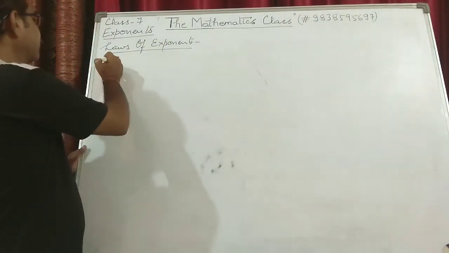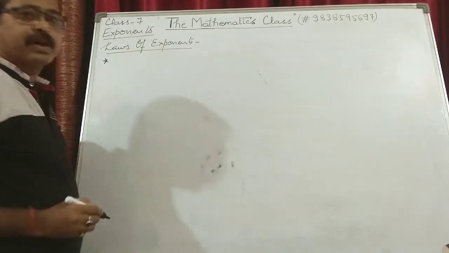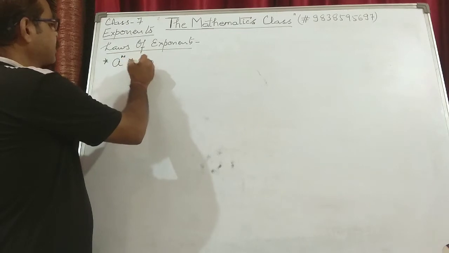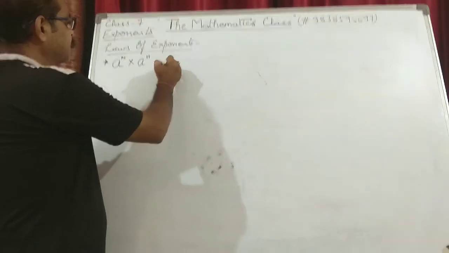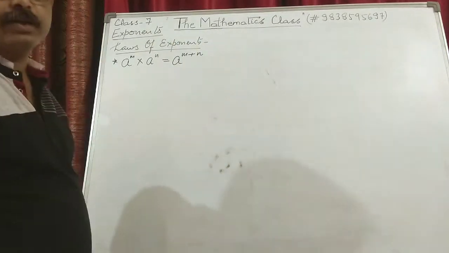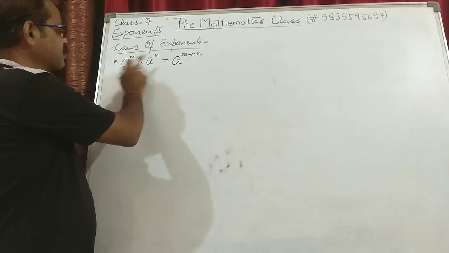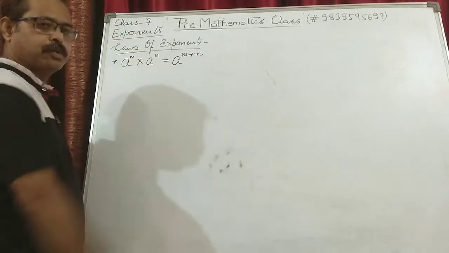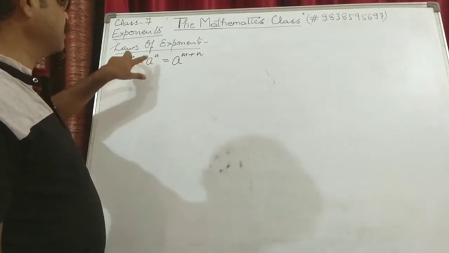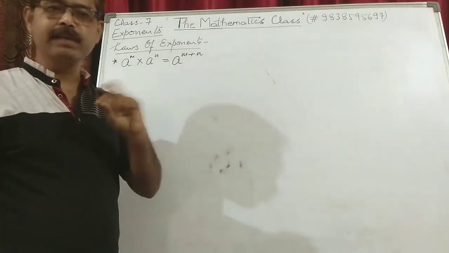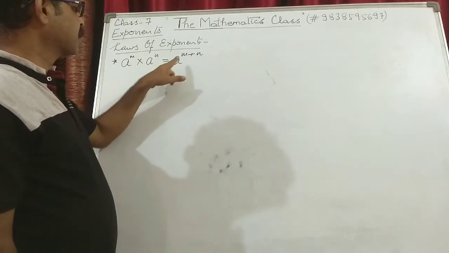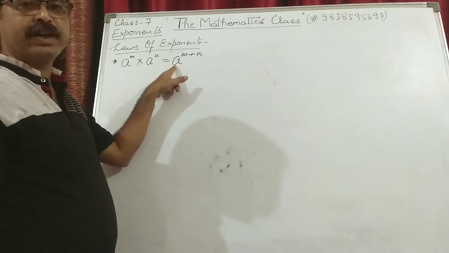So first of all, the first law is a to the power m into a to the power n is equal to a to the power m plus n. What does it mean? You know that a is known as the base, and m and n are known as powers. So whenever you find the bases are the same and the powers are different and in between there is a multiplication sign, you will add the powers and the base will be the same.